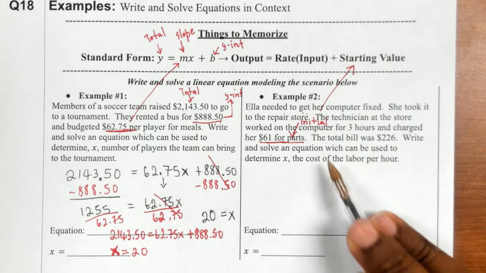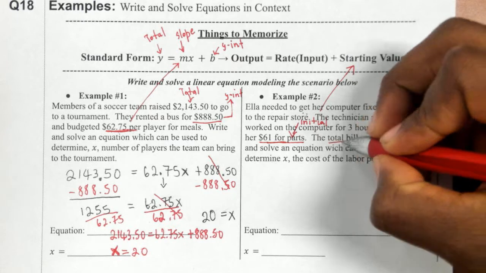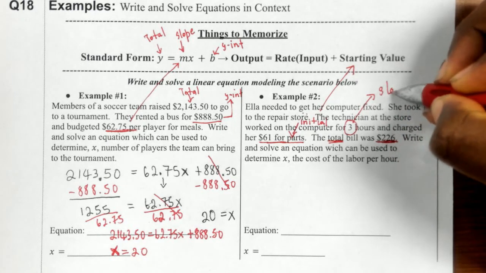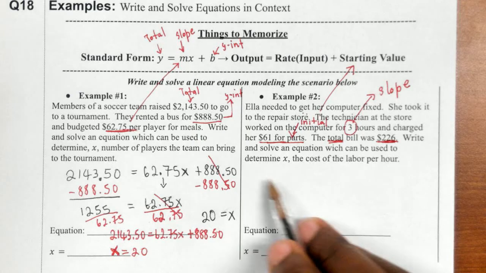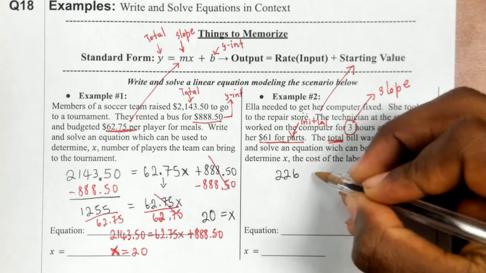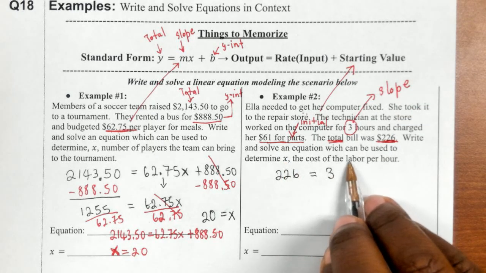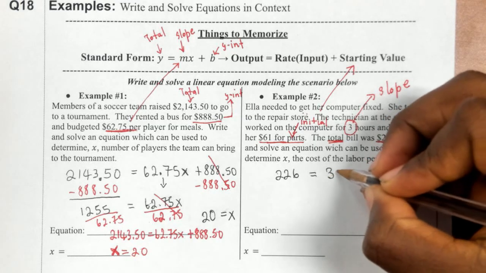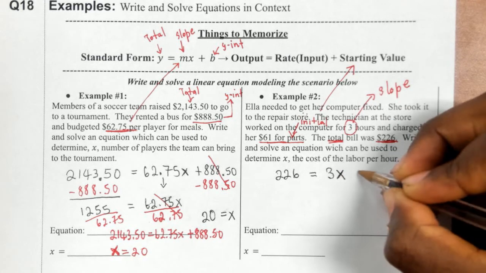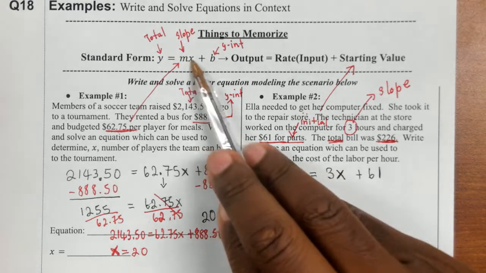This one is a giveaway. It says the total bill is $226. That one is a big giveaway that it's the total. So what do you think this 3 represents? That 3 is the slope. So when I represent this, I'll write my total, 226, is equal to my slope of 3 times x. They say that x represents the cost of labor per hour. She did 3 hours, and she's spending x as the cost per labor. And then plus 61 is that y-intercept. So again, it looks like that same y equals mx plus b.